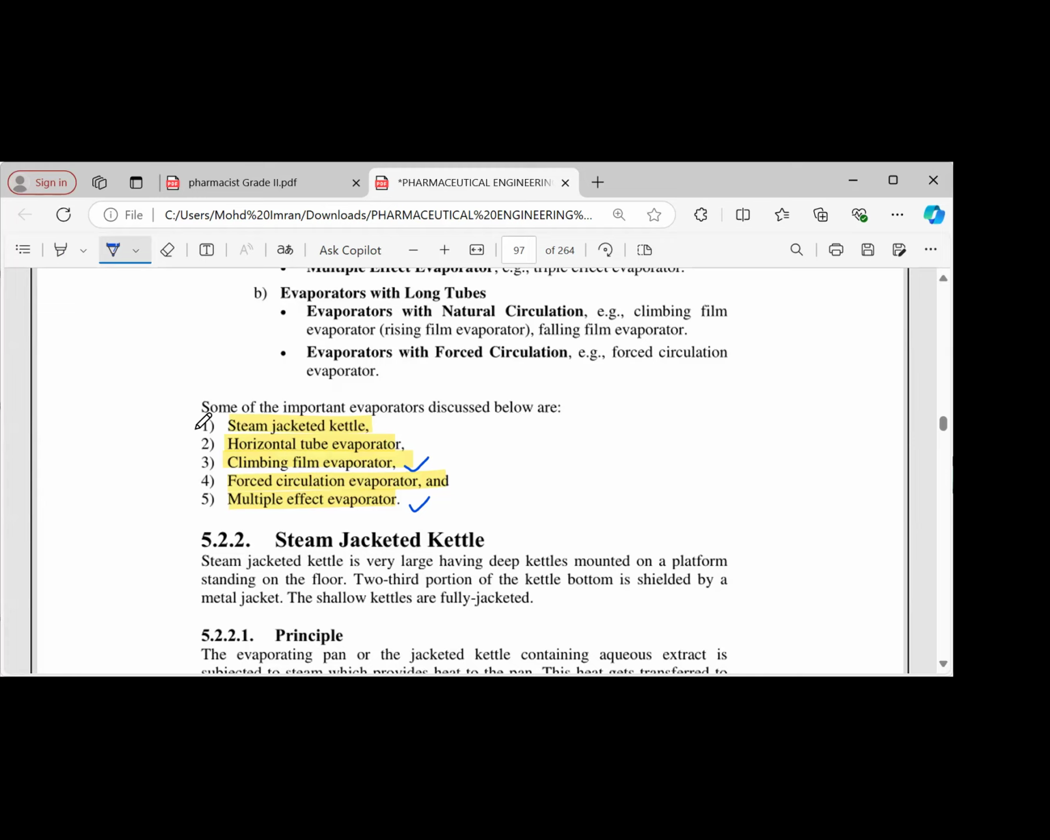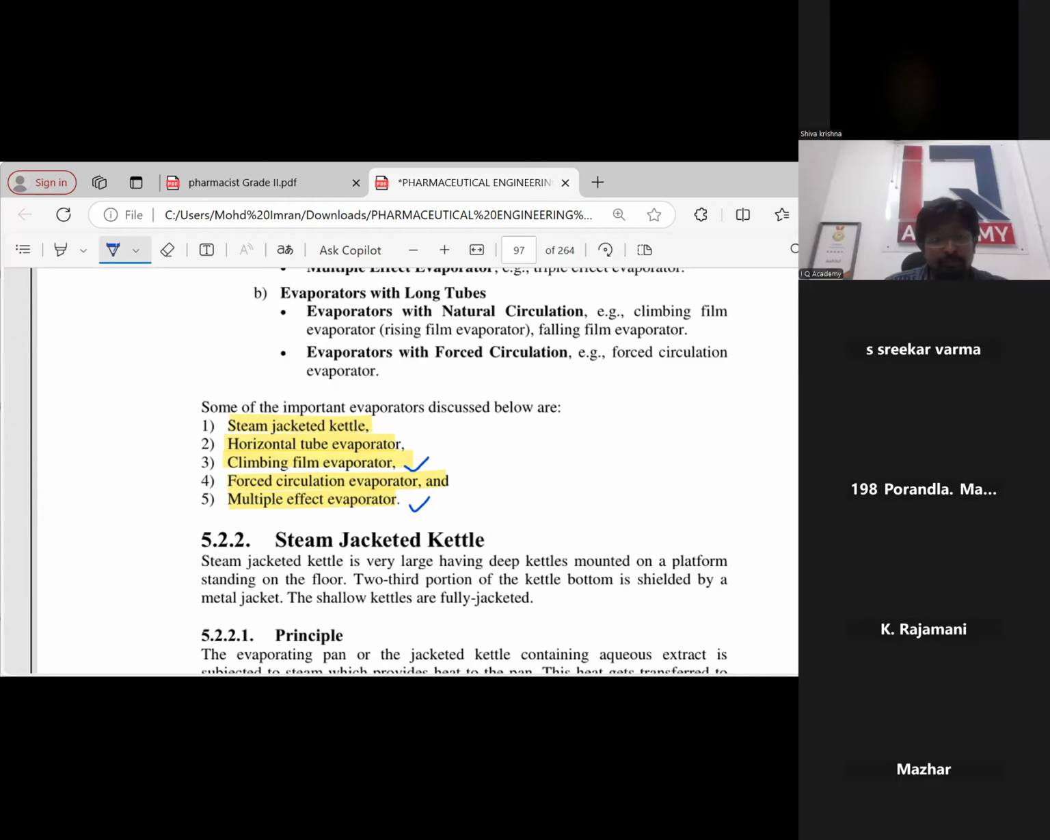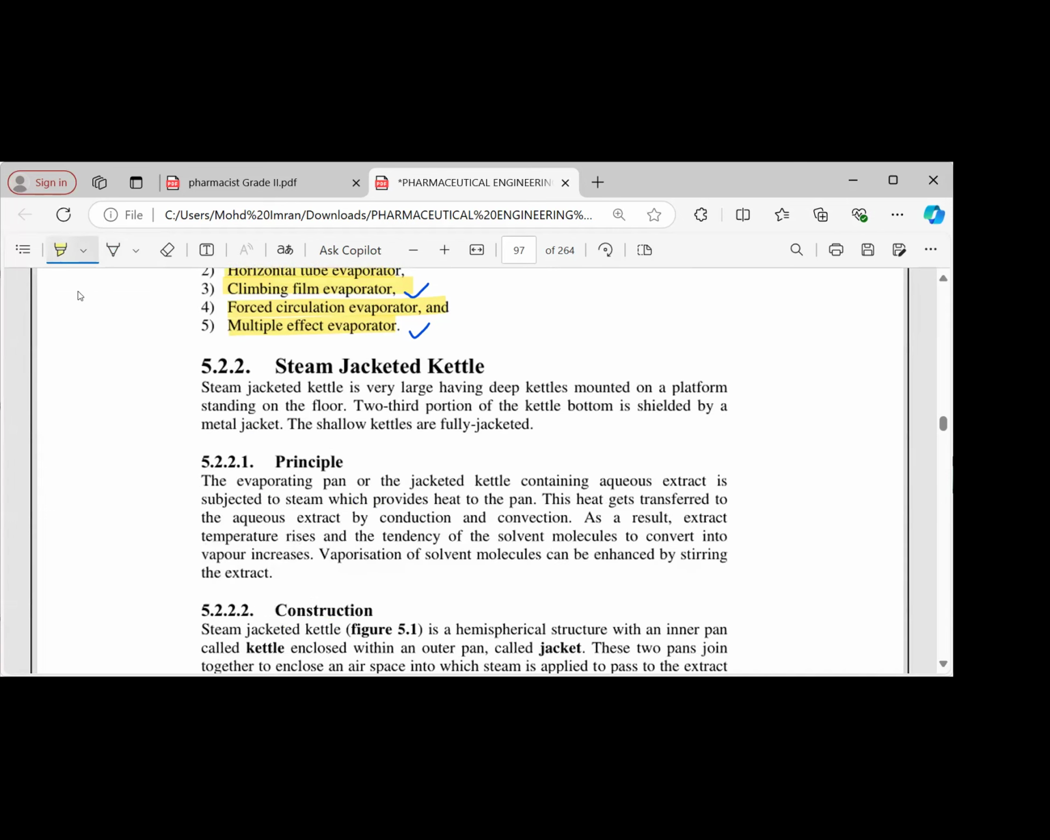So please note down the different evaporators: steam jacketed kettle, horizontal tube evaporator. Noted? Yes. So let's start with the steam jacketed evaporator.